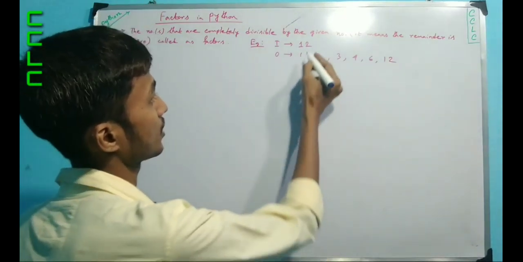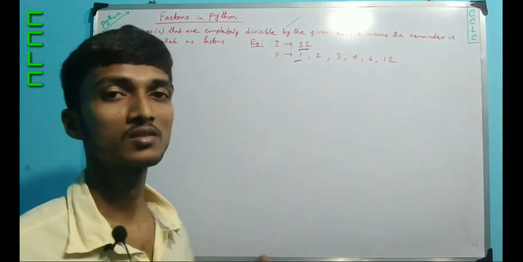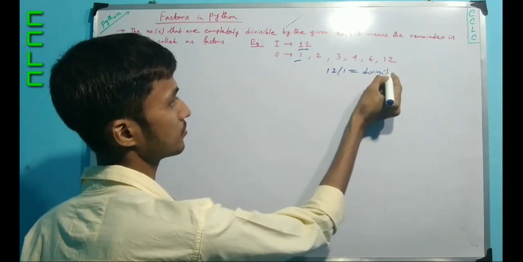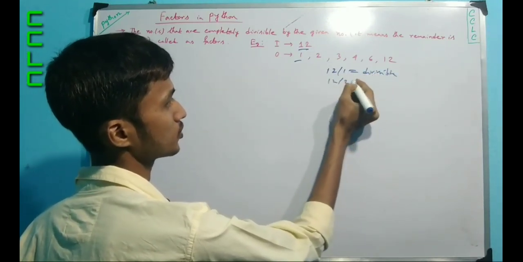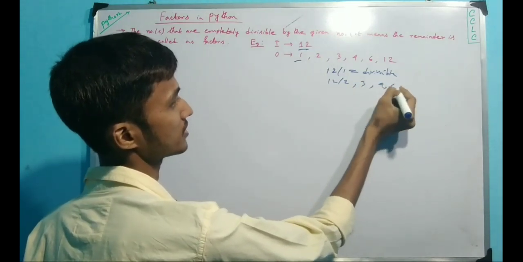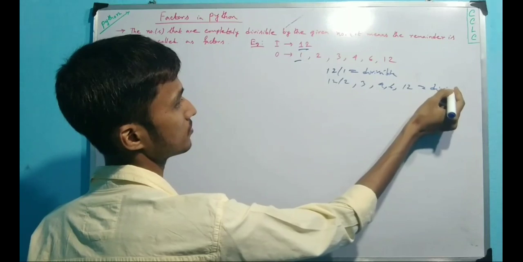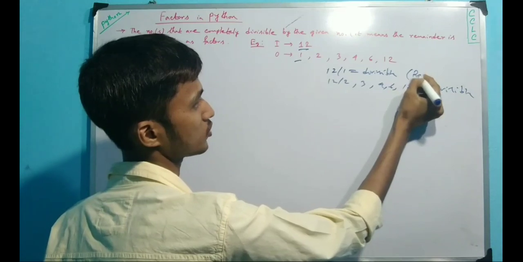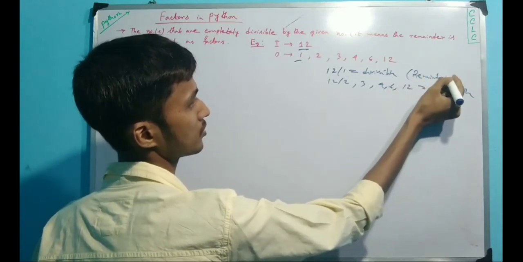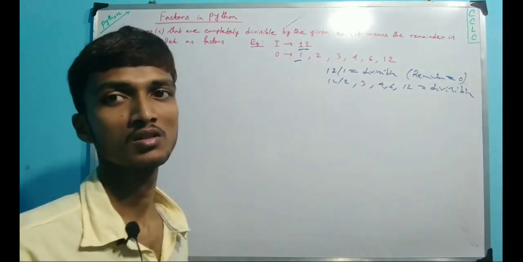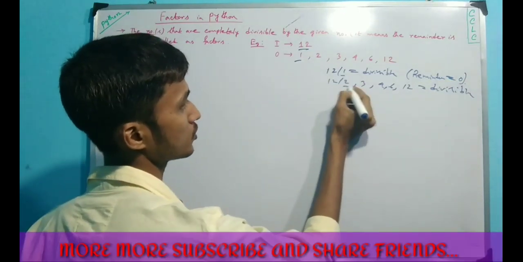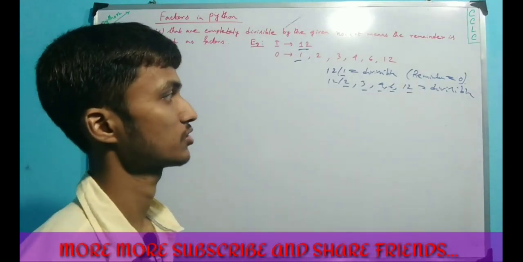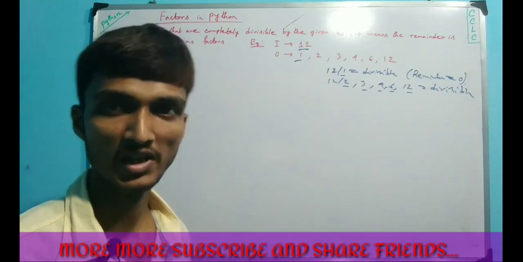Factors of 12: 12 divided by 1 is divisible, 12 divided by 2, by 3, by 4, by 6, by 12 are divisible. Divisible means the remainder should be 0. That is, 1 2 3 4 6 12 are factors. Remainder 0, so divisible, so these are factors.